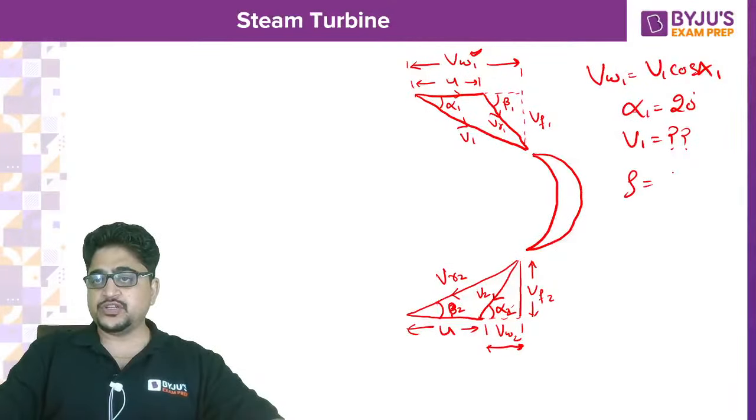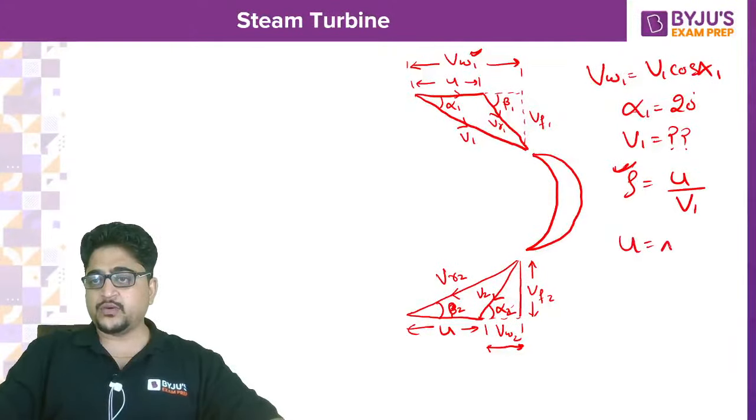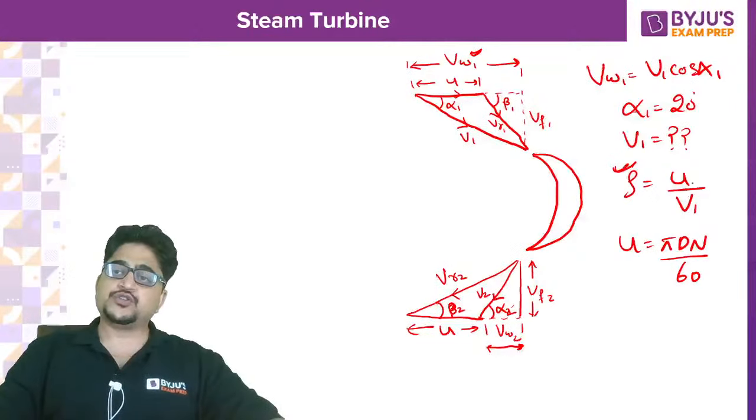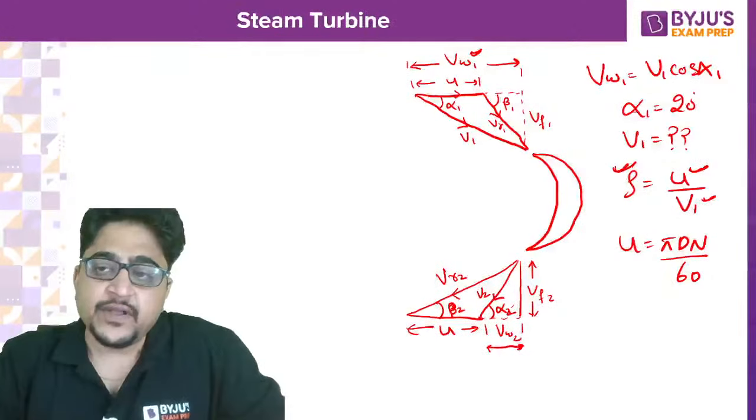Blade speed ratio is equal to U by V1. Rho value is given to you in the question. You can calculate U by pi DN by 60, so you will get the value of U. From here you will be getting the value of V1.